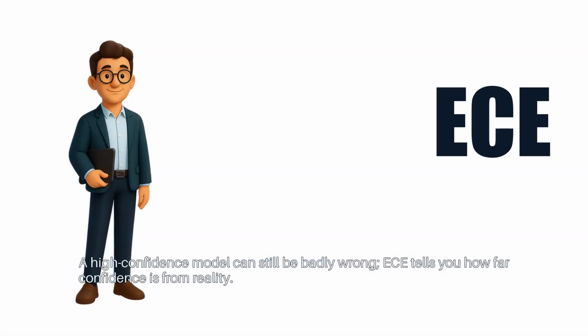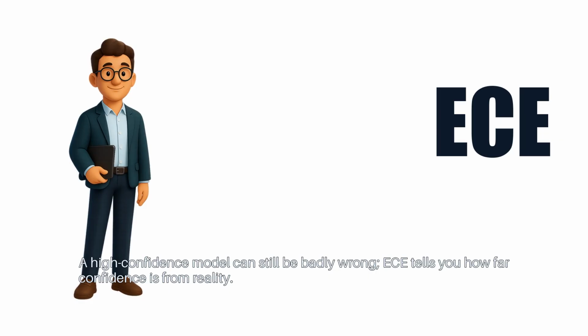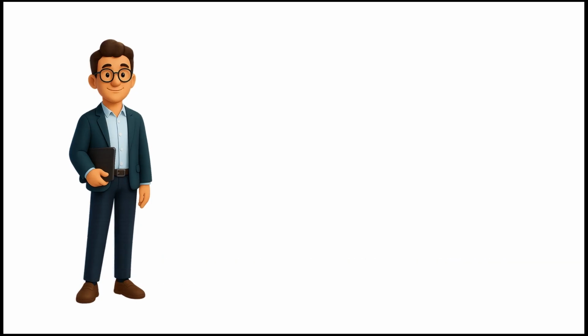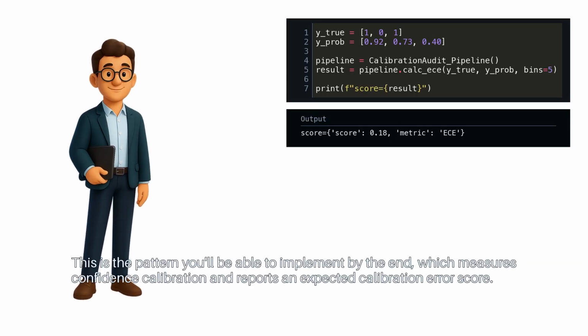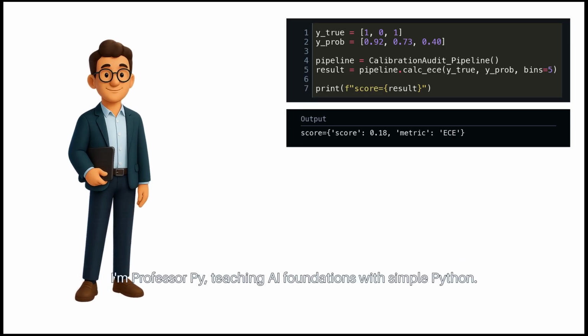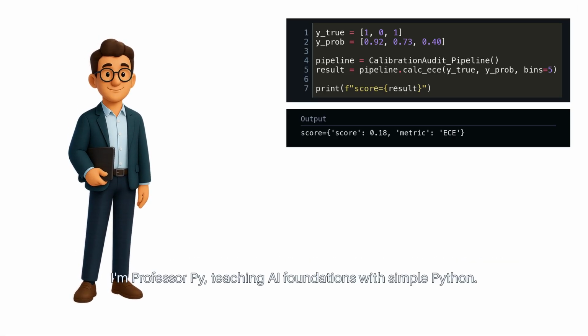A high-confidence model can still be badly wrong. ECE tells you how far confidence is from reality. This is the pattern you'll be able to implement by the end, which measures confidence calibration and reports an expected calibration error score. I'm Professor Pi, teaching AI foundations with simple Python.